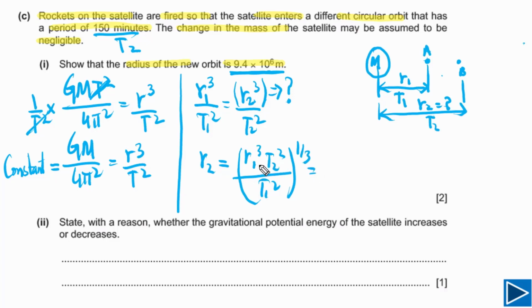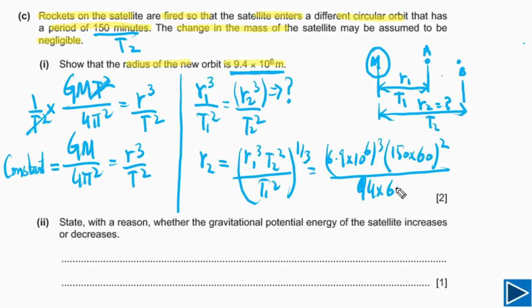Now we just need to plug in values. R1 in the previous part we have calculated, that was 6.9 times 10 to 6. Cube of this multiplied with the time period, T2. The value of T2 is 150 minutes. We need to multiply by 60. Square of this divided by T1. T1 in part B was given, that was 94 minutes. So again we need to multiply by 60.